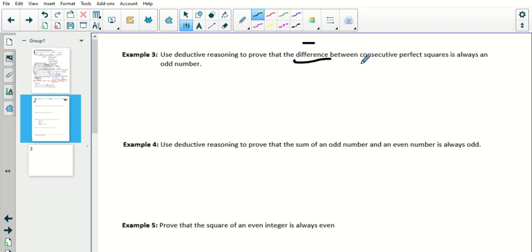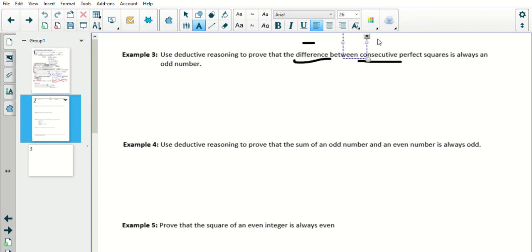The next keyword I see is consecutive. Okay, and if I'm dealing with consecutive, I should know, looking back at my definitions, I'm going to be dealing with one variable. One variable. And personally, you can pick any letter you like. I'm going to stick with X because that's the one I'm most comfortable with. So we're going to have some X we're dealing with.